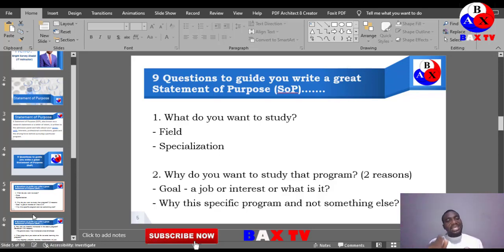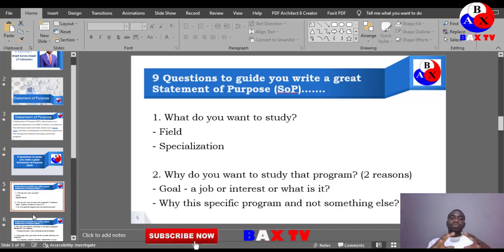So the first thing that will guide you in writing a good statement of purpose is you need to know what you want to study. For example, Master of Science, that is I want to be in the sciences. That is cyber security and digital forensic. That is good. So that is number one. Now let's quickly rush to number 2. Why do you want to study that program? Basically, you just have to give 2 reasons.